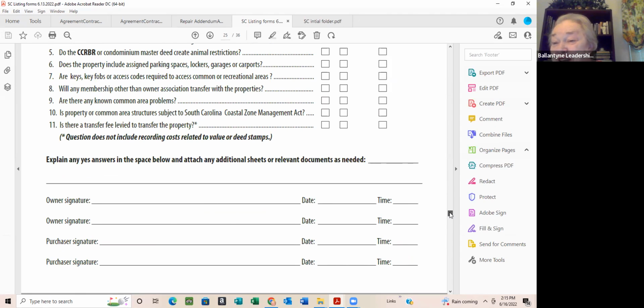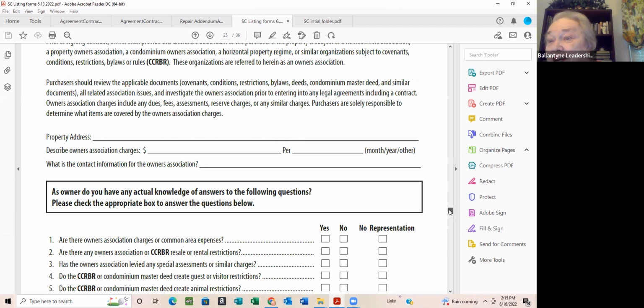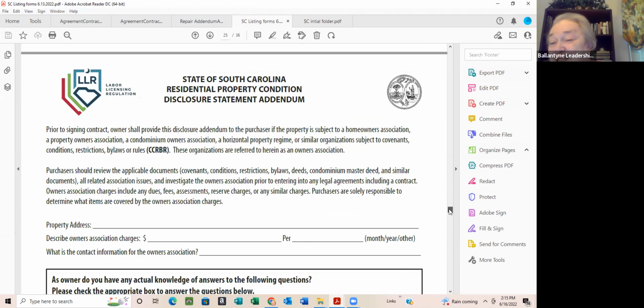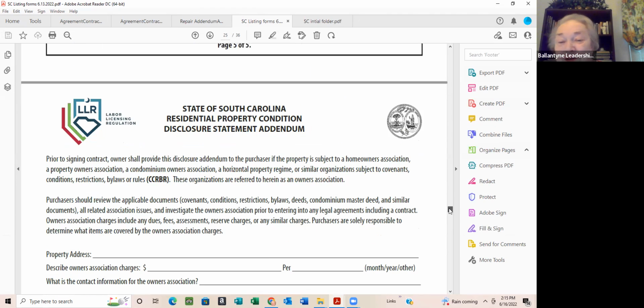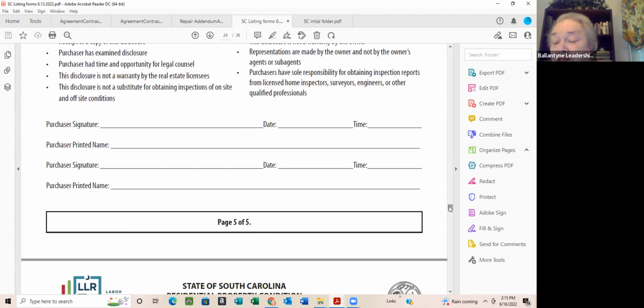And if there is an HOA, you need to fill out this form. If there is not an HOA, just ignore it. Evidently they couldn't figure out how to get it out to people, so they just lumped it together with the disclosure form. You see, it says page 5 of 5, and then you just have this other form here. It's not page 1 of 1, it's not page 6 of 6. So don't be confused by that. It's just the way it is.